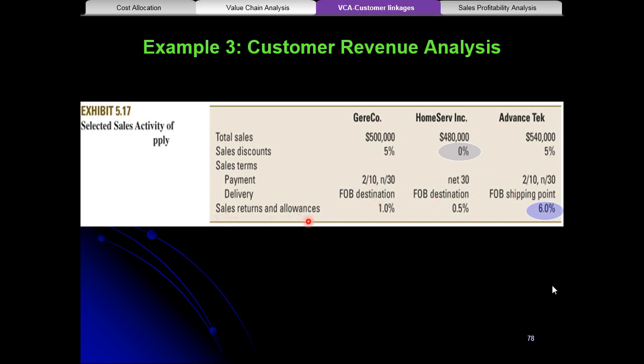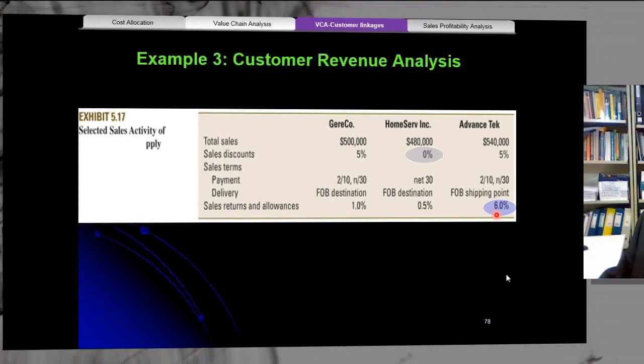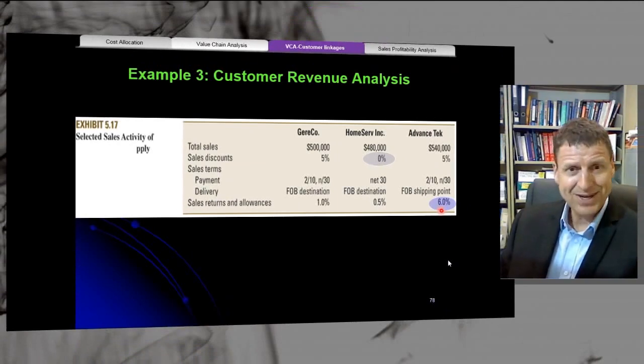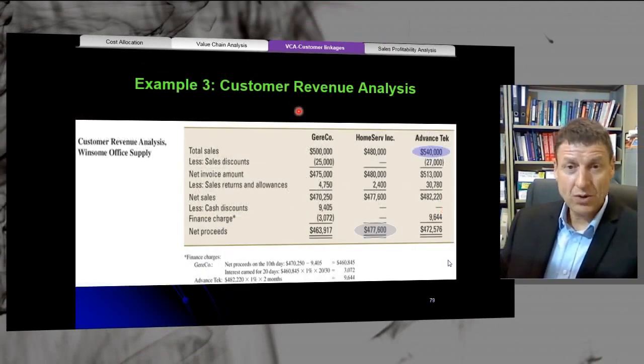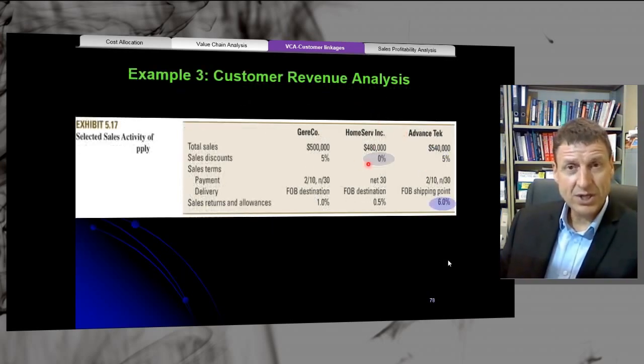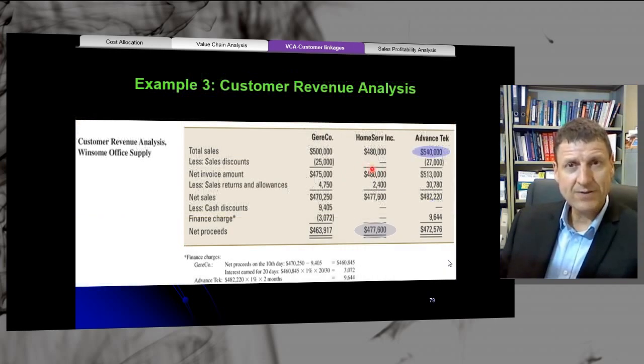What about sales returns and allowances? 1% for Jerry Company, 0.5% for Home Service, 6% for Advanced Tech. That means Advanced Tech returns 6% of their stock. Yes, it does happen. So we want to have a look at their revenue. How do these different terms that you offered at the sales time, how did that transfer into the revenue?